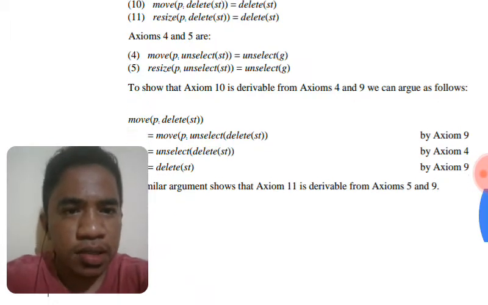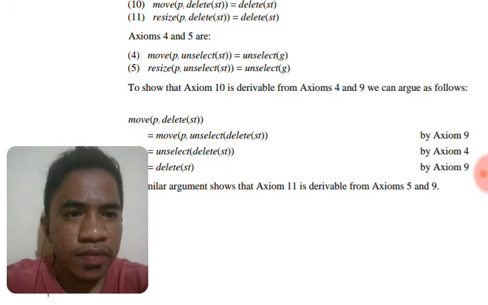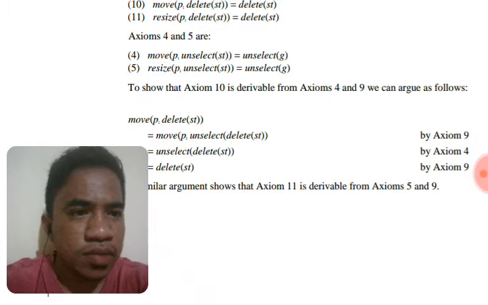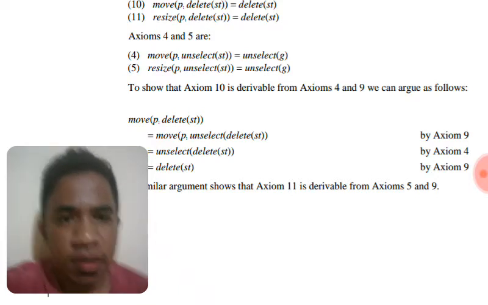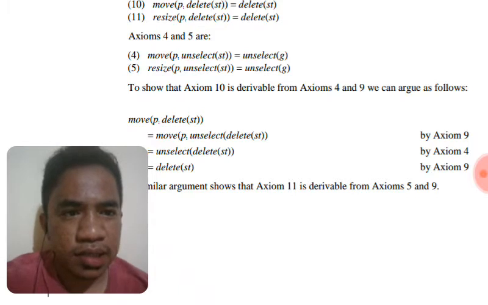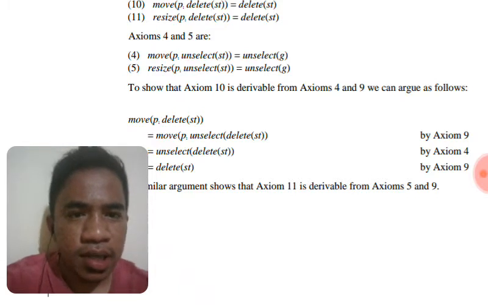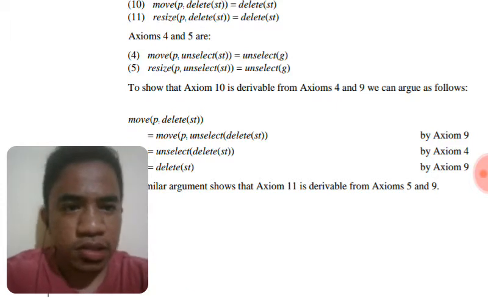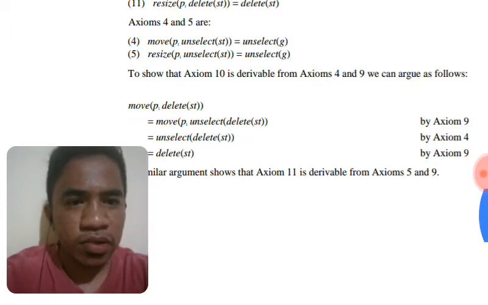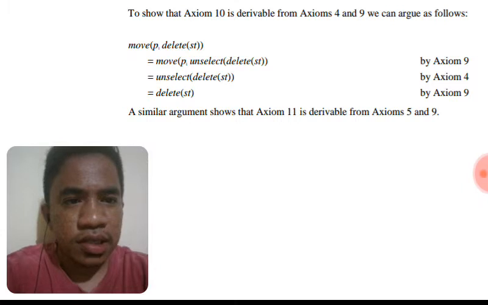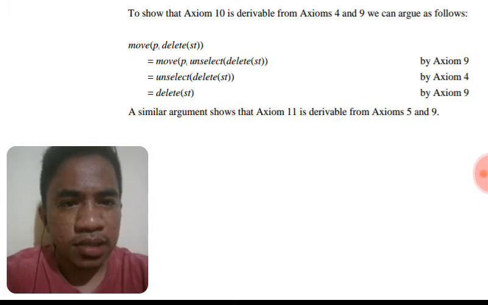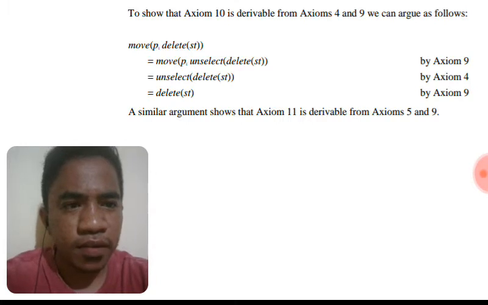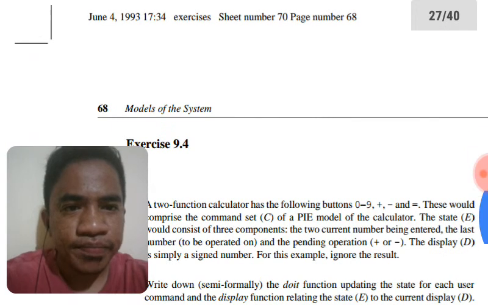To show that axiom 10 is derivable from axiom 4 and 9, we can argue as follows: move p delete st equals move p unselect delete st by axiom 9, equals unselect delete st by axiom 4, equals delete st by axiom 9. A similar argument shows axiom 11 as derivable from axiom 5 and 9.